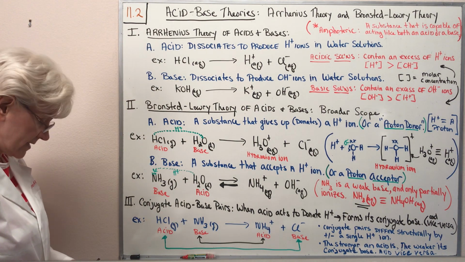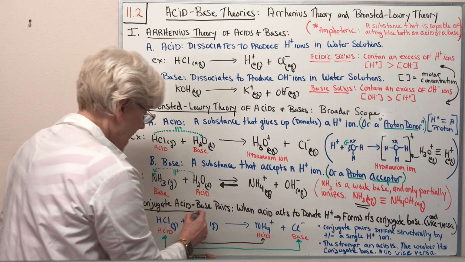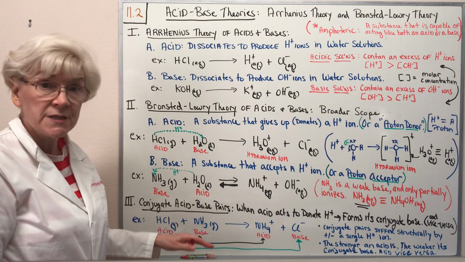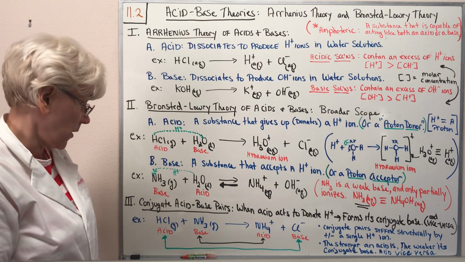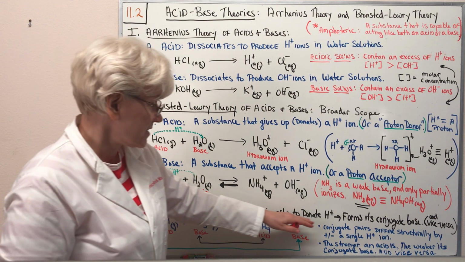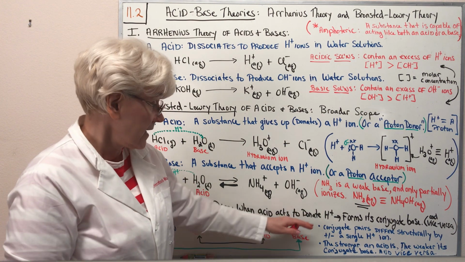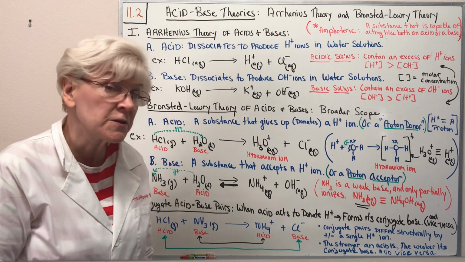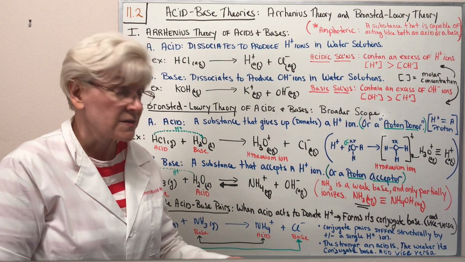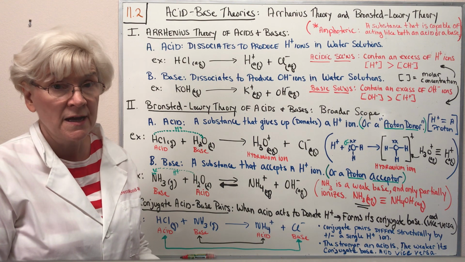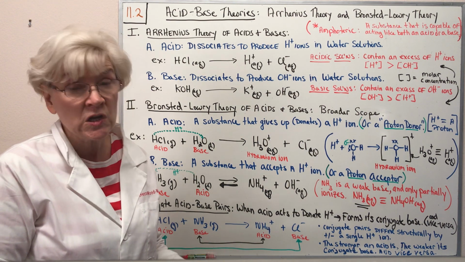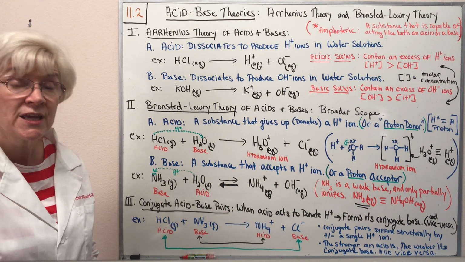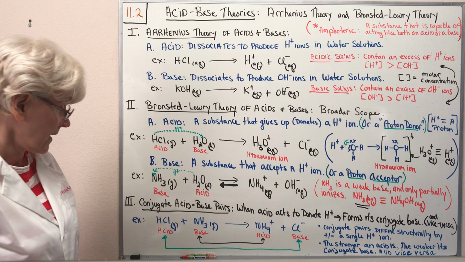The last thing I want to discuss is conjugate acid-base pairs. This is an important concept to understand buffers and how they work. When an acid acts to donate a hydrogen ion, it produces its conjugate base, and vice versa. When a base acts to accept a hydrogen ion, it produces its conjugate acid. And we refer to this pair as a conjugate acid-base pair.